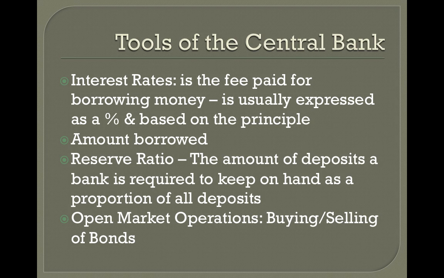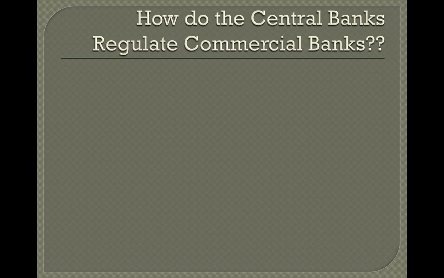Finally, open market operations, buying and selling of bonds. The central bank will do this as well. So these are the three tools of the central bank. These are the three things that the central bank can manipulate along with the money supply to impact ultimately aggregate demand. So those are the three tools.